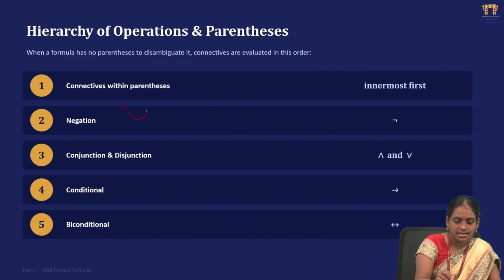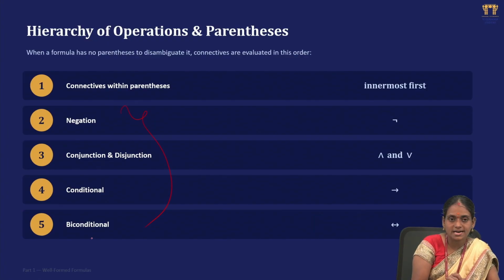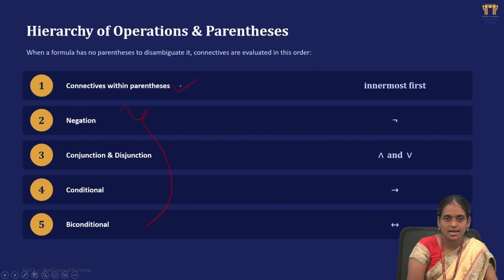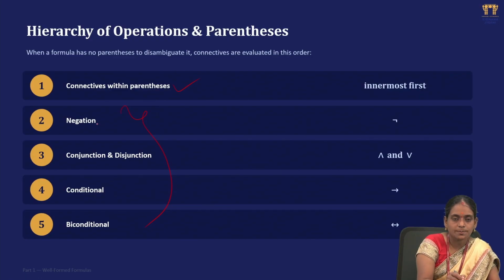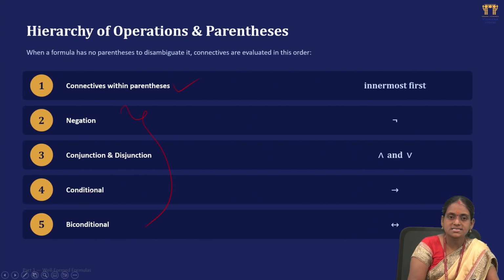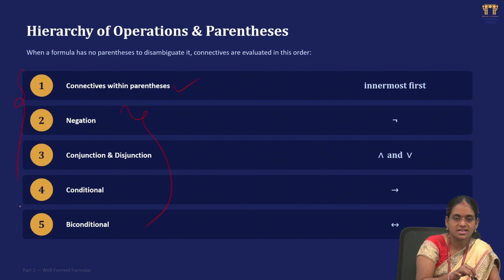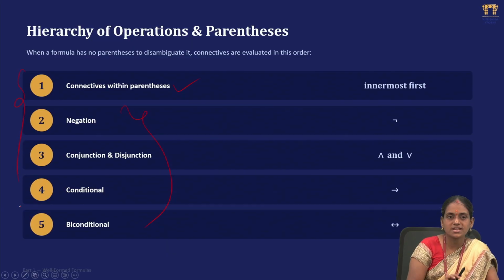And next, what is the hierarchy of operations and parentheses? Already we discussed different types of connectives: negation, conjunction, disjunction, conditional, biconditional. But what extra did we include in our well-formed formulas? Parentheses. Okay, so parentheses should have the highest priority. Next, the second priority is negation, and the third priority is conjunction and disjunction, both of equal priority. And next conditional, and next biconditional. So this is the sequence of priority for each and every connective, including parentheses, in the case of well-formed formulas.